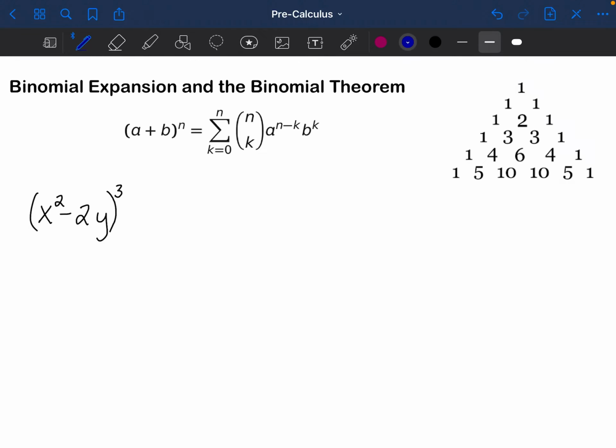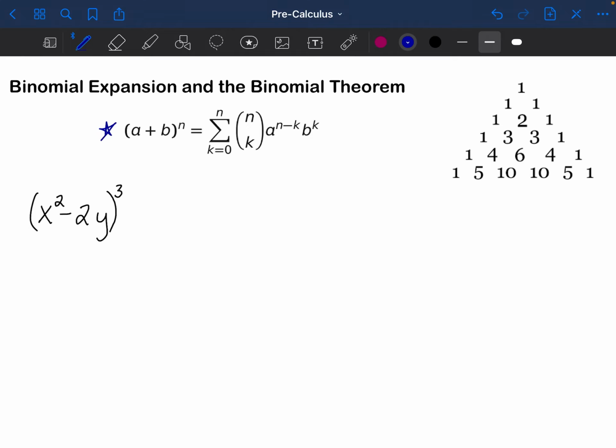Here we go. Let's expand this binomial using the binomial theorem. Binomial theorem I've got written right here. And then another thing that's going to be useful for this expansion is Pascal's triangle. So Pascal's triangle helps us figure out combinations.